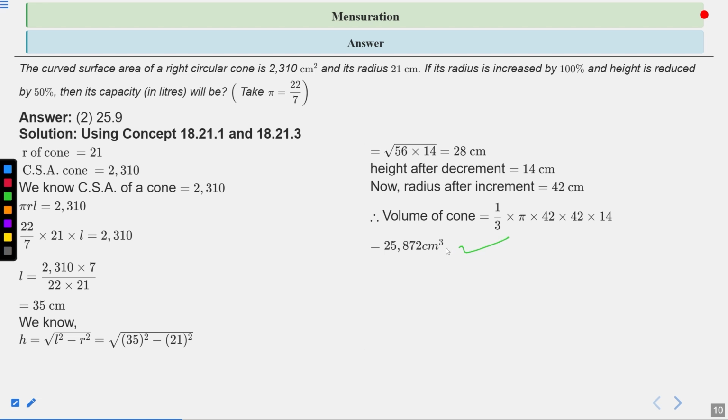25,872 cubic centimeter. Now we need to calculate in liter. So we know that 1000 cubic centimeter equals 1 liter. So dividing 25,872 by 1000, we get 25.872 liter, or approximately we can say 25.9 liter. So second is the correct answer of this question. Next one.